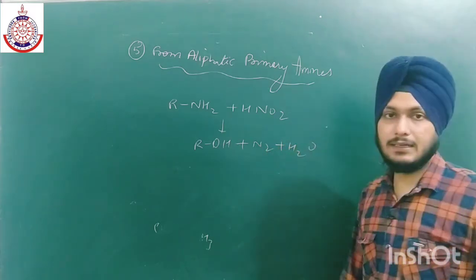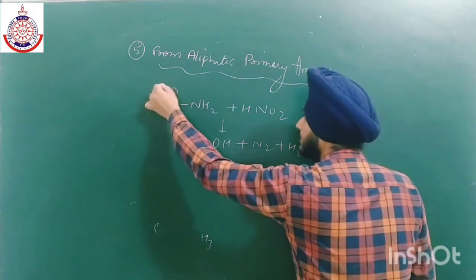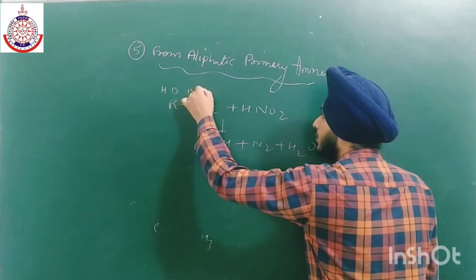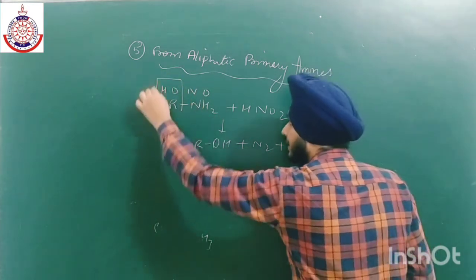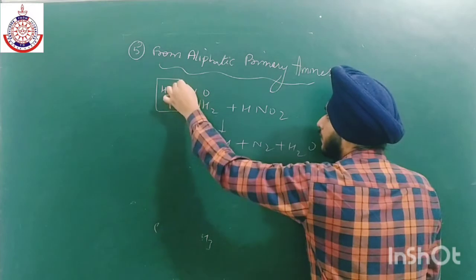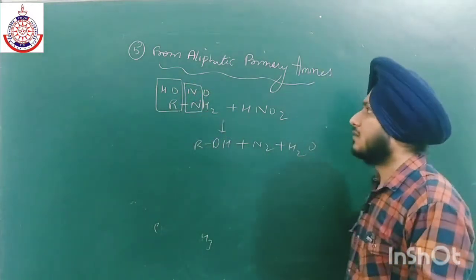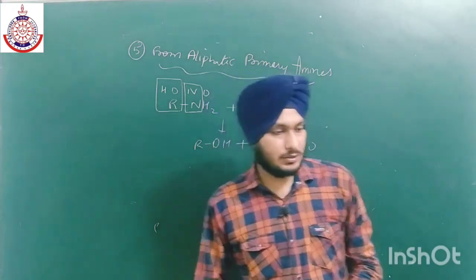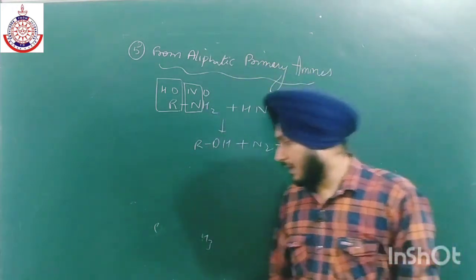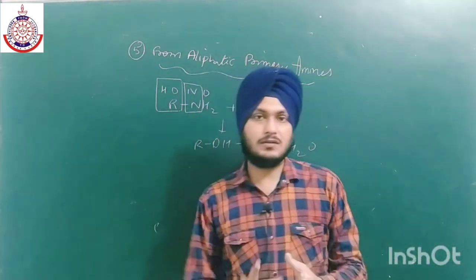So we can write nitrous acid in this form, OH and O. From here we will get alcohol, from here we will get N2, and we are left with H2O. Okay, so this is the last method for the preparation of alcohol. So we have discussed 5 methods of preparation of alcohol.